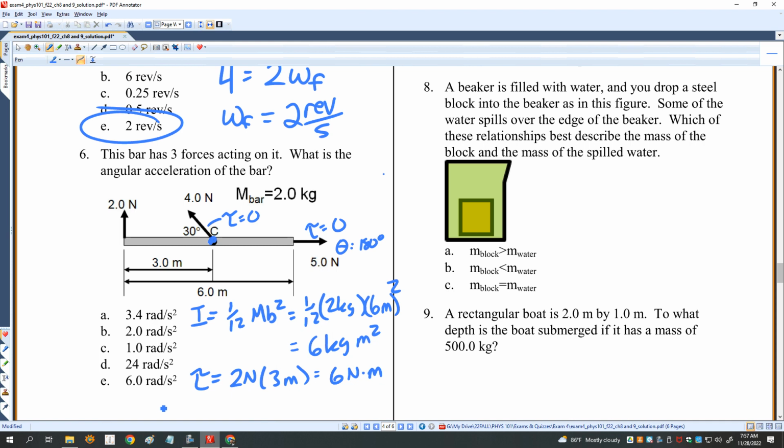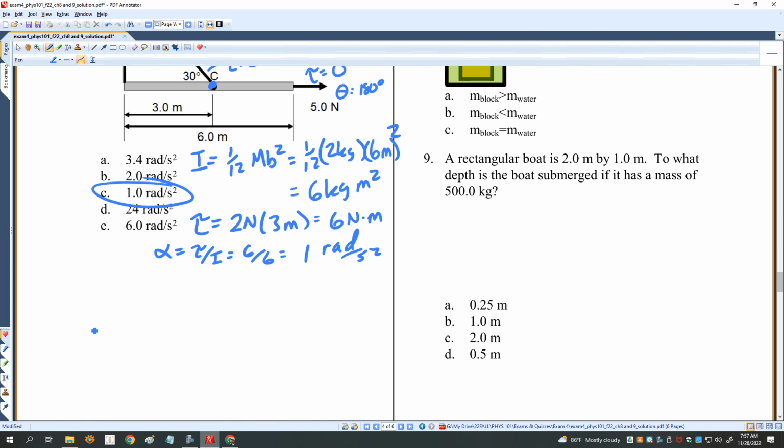And now, if I want to know alpha, that's just torque divided by I, which is equal to 1 radian per second squared. So C is the right answer.